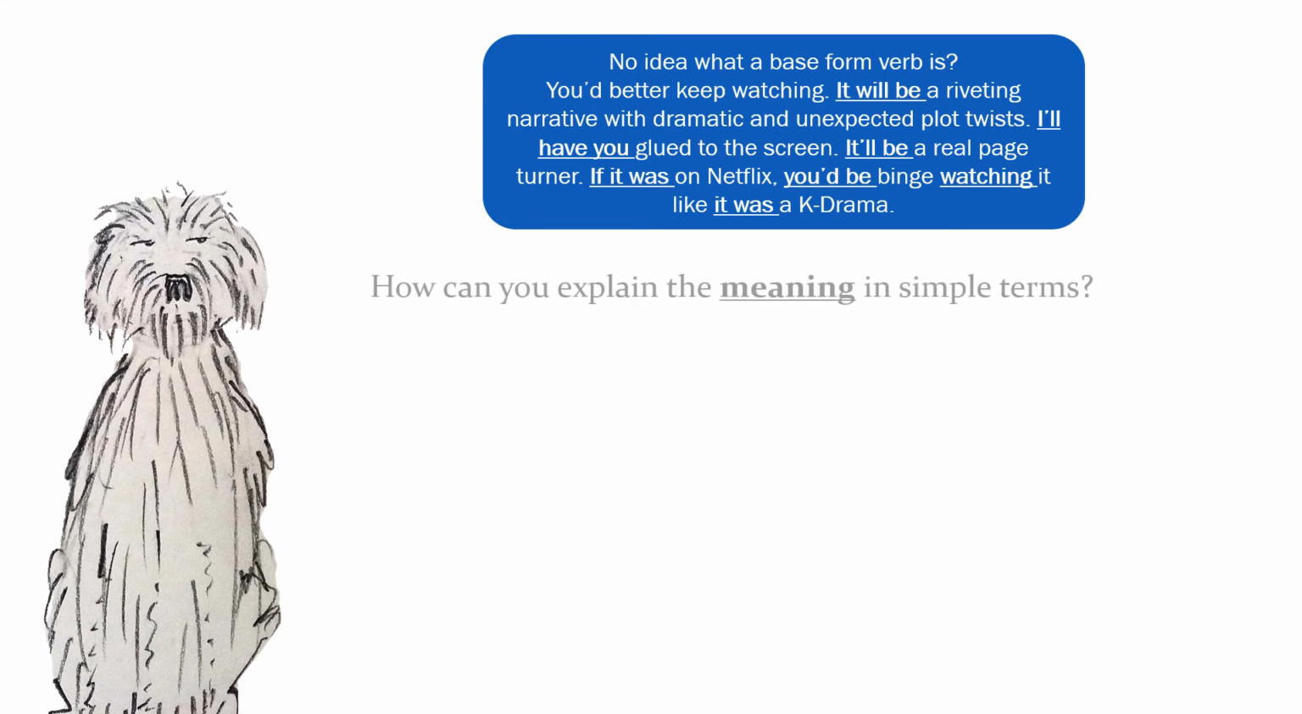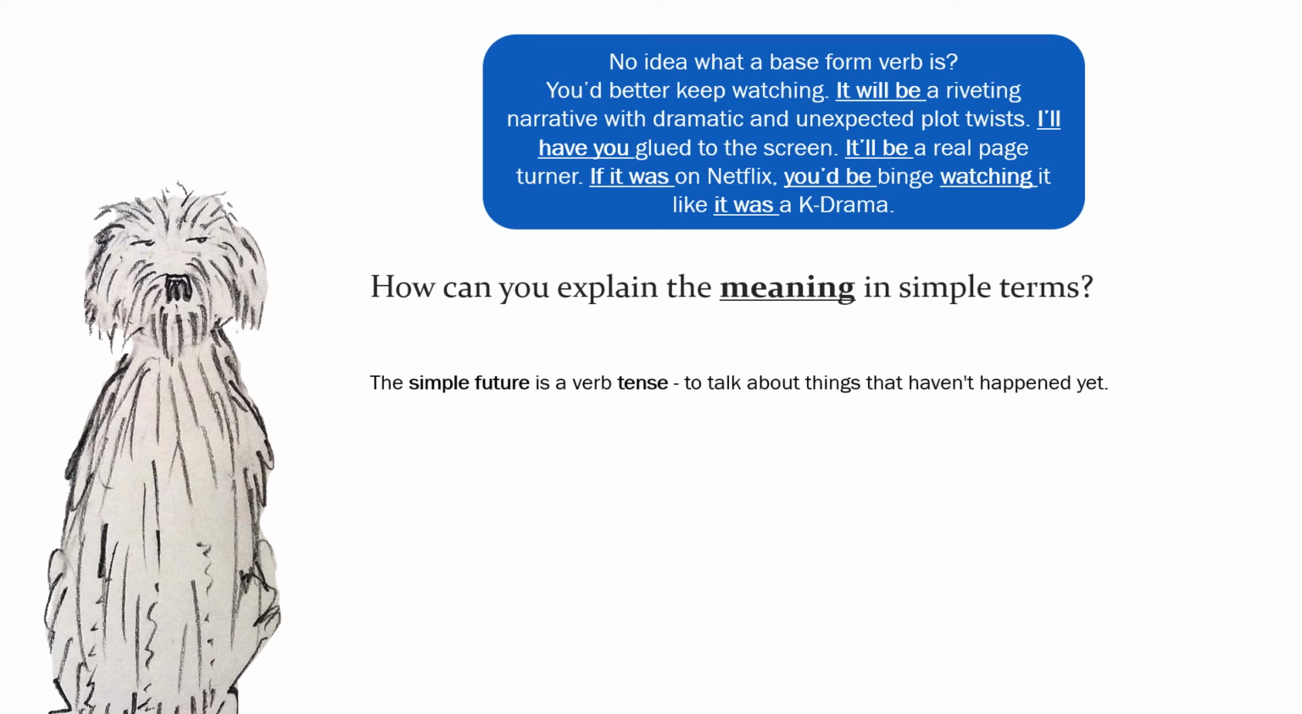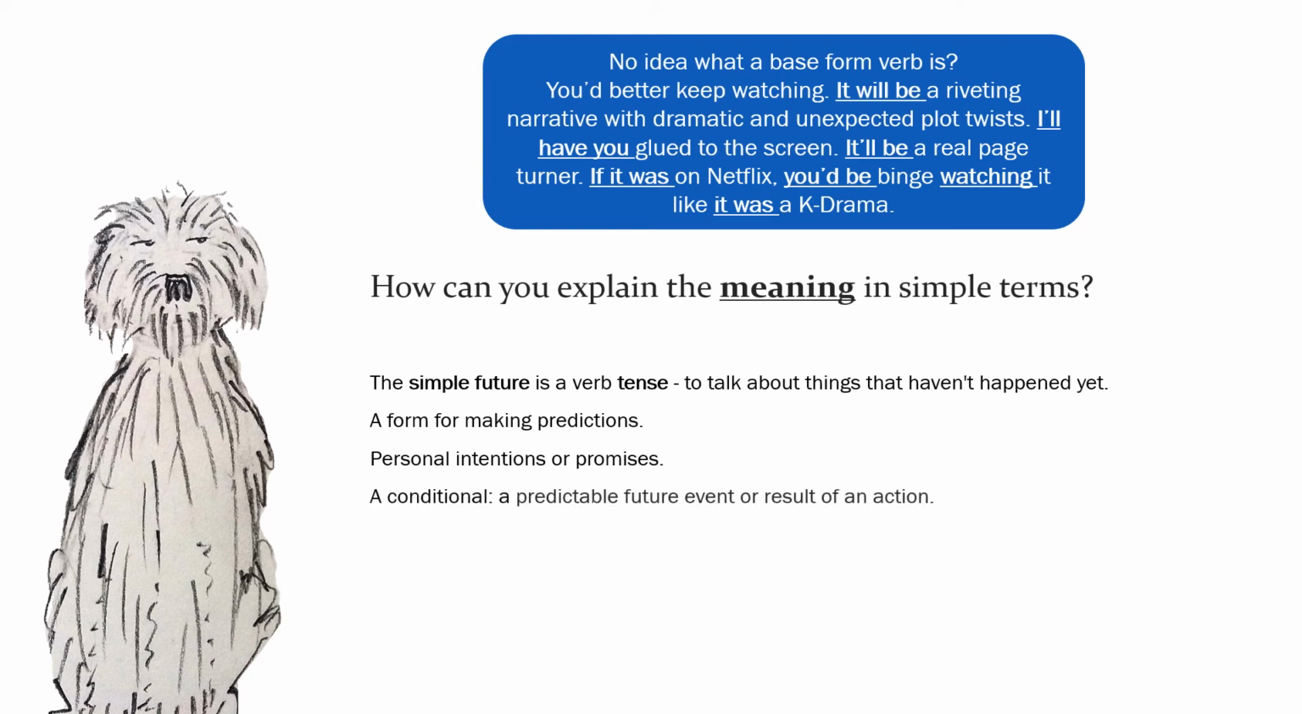Now let's look at how we can explain the meaning in simple terms. The simple future is a verb tense that's used to talk about things that haven't happened yet. In this case, the tense is being used as a form of making a prediction. It can also be used to talk about personal intentions or promises to oneself. For example, I will not eat cheese for a month. We use the future will also in the conditional form. If water reaches 100 degrees Celsius, will it boil? Yes, it will. It's a predictable future event or result of an action.